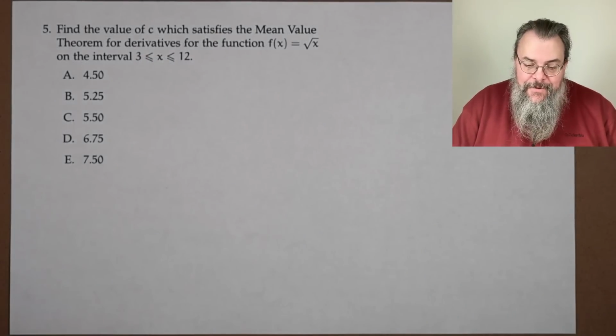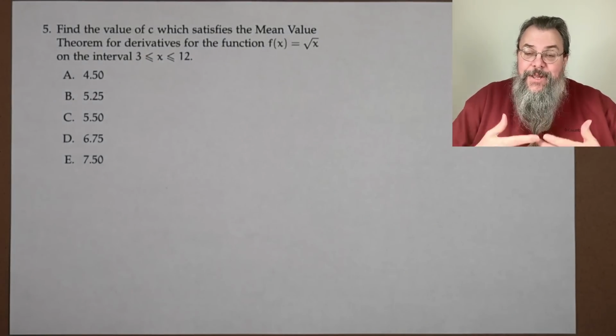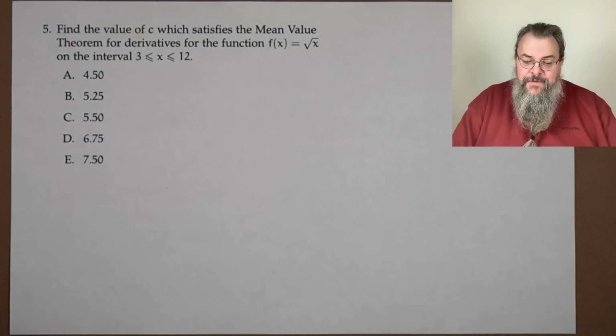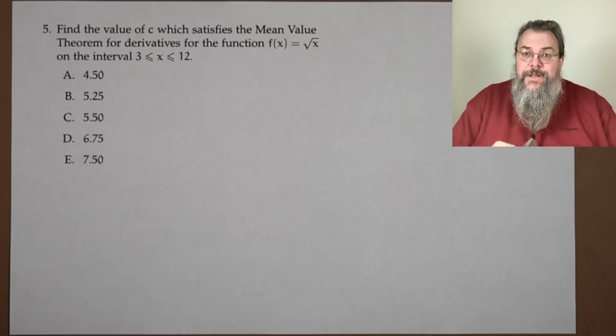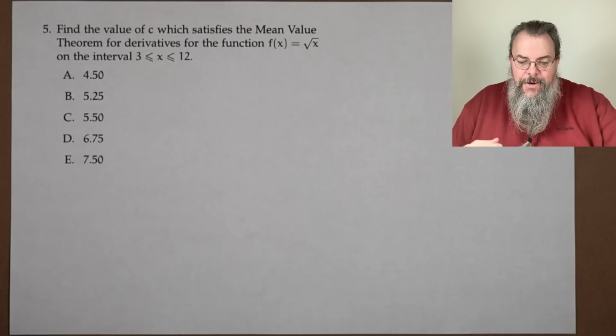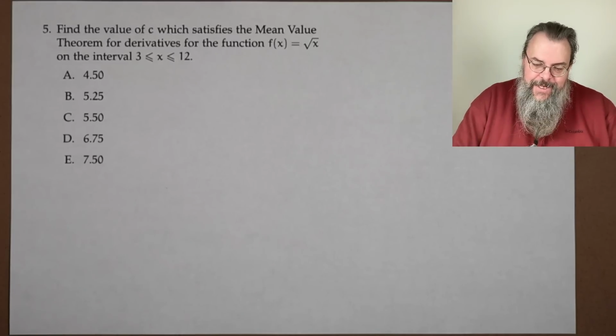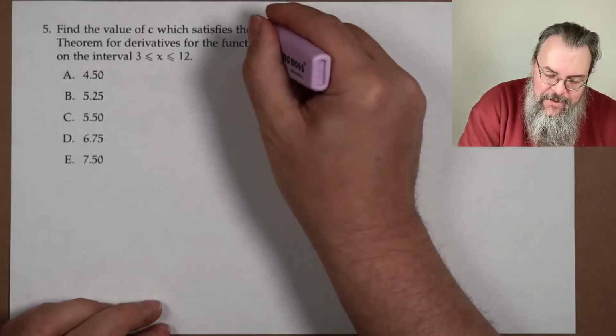Find the value of c which satisfies the mean value theorem for derivatives for the function f of x equals square root of x on the interval 3 less than or equal to x less than or equal to 12. All right, now we have a clue, right? We're told mean value theorem.